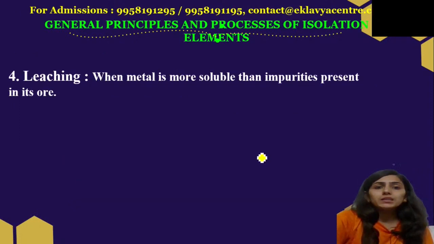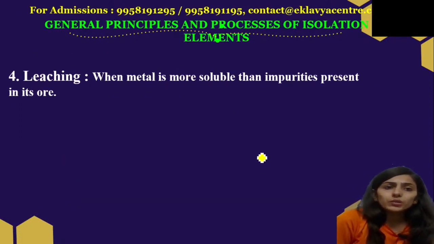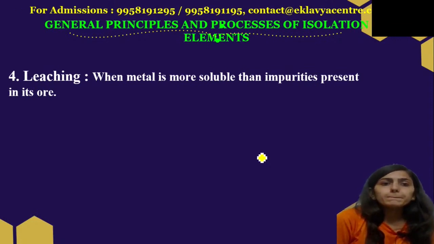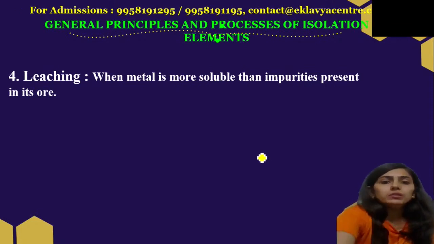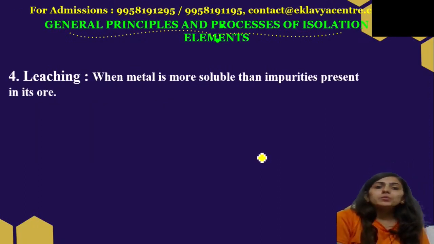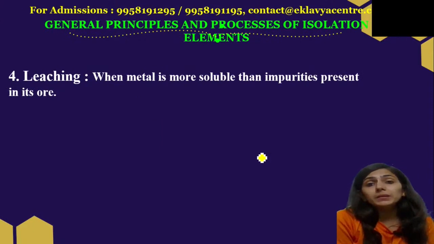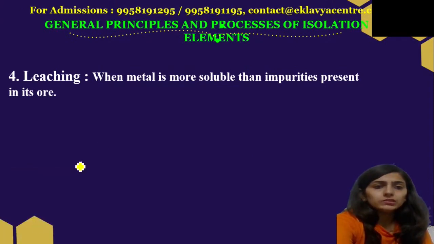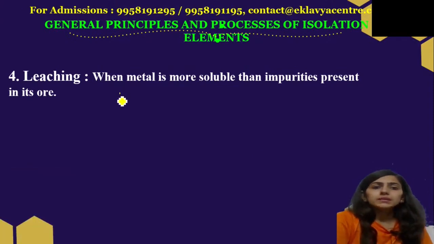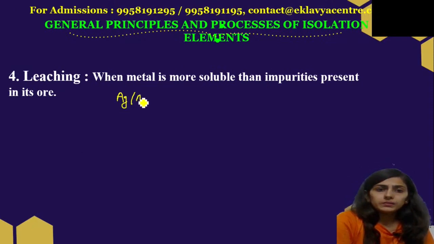Next, the last process of concentrating ore is leaching. Now what is this process, leaching? What happens in this case? It is used when the metal is more soluble than the impurities present in its ore. You have to remember the application of leaching: when the metal is more soluble, we mainly use leaching for silver and gold.